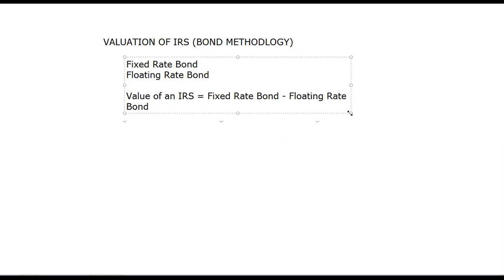First and foremost, how do I value a fixed rate bond and how do I value a floating rate bond. The value of an IRS then would be the value of the fixed rate bond minus the value of a floating rate bond. That's essentially what an IRS is. Now, whether the value is positive or negative to you depends upon whether you're receiving the fixed rate component or paying the fixed rate component. So without further ado, I think it would be best to dive into an example.